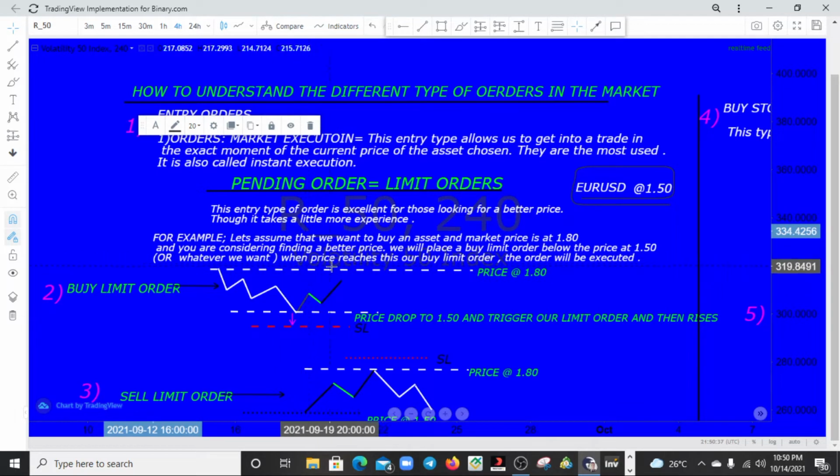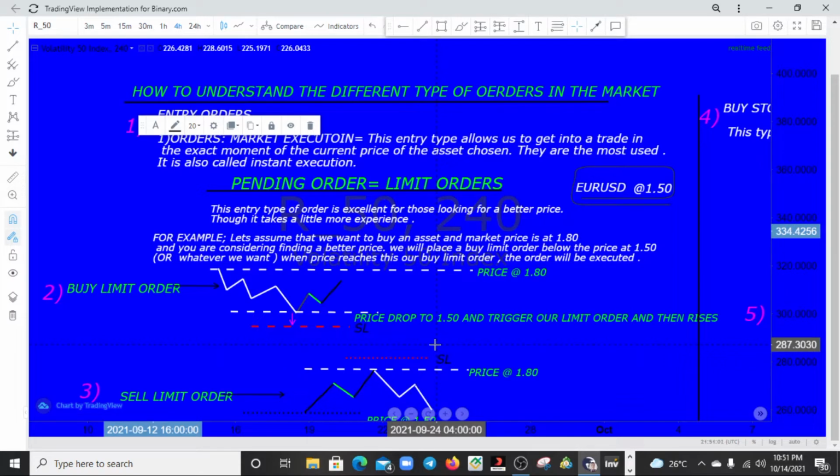Now, when price reaches our buy limit order, the order will be executed, which means the order will be filled. Okay, which means it will be triggered into the market. And if our prediction is correct, the market will go in the opposite direction. In this buy limit order, you're placing this order below the price.